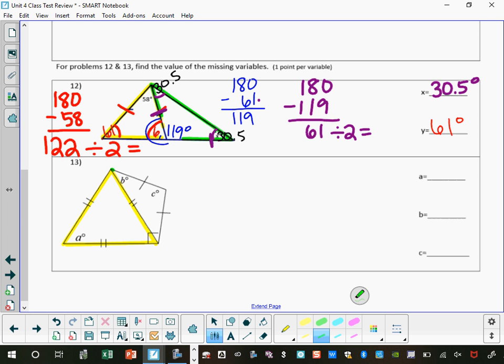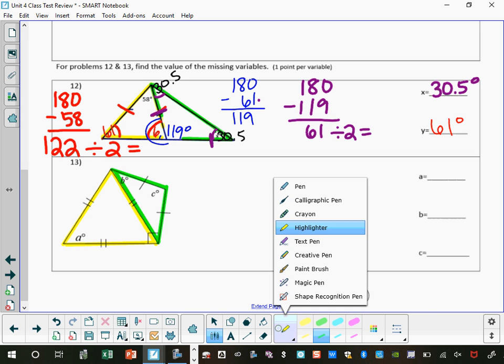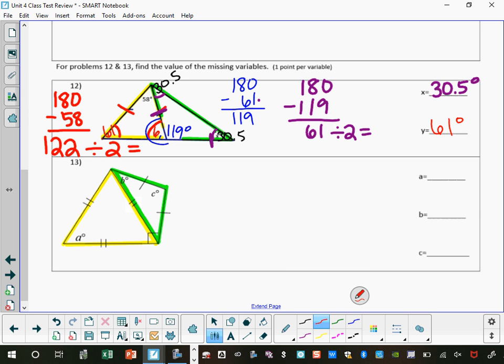What type of triangle is the yellow one? That had 3 congruent sides. It's equilateral. If I have 3 congruent sides, it's equilateral. Okay. So if it's equilateral, I still have interior angles of 180, right? And I have 3 congruent angles, so I'm going to divide that by 3 to figure out what each measure is. What is 180 divided by 3?